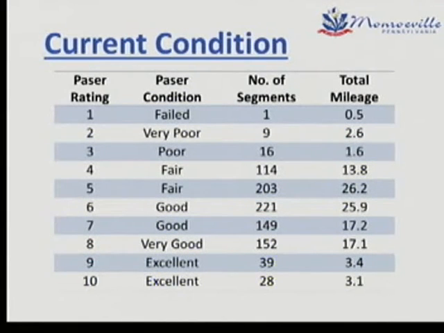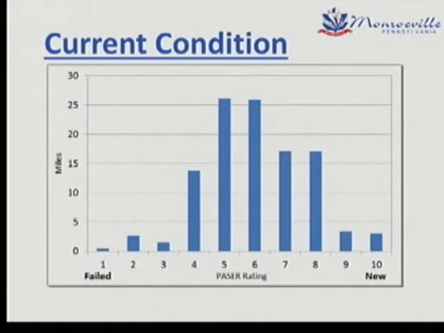And here's a breakdown of the way your roads looked last year. So each PASER rating, the number of segments in that category, and the total mileage. The next one's a little bit better way to look at that, a graphical representation. So you can see sort of like a bell curve there, with most of the roads being around a 5 or a 6. At the left would be failed pavement, at the right would be new pavement.